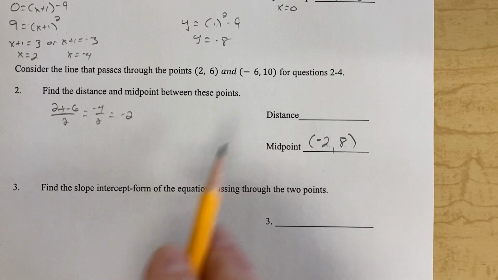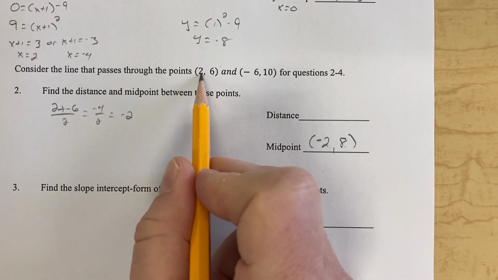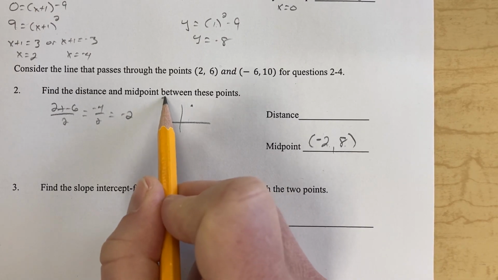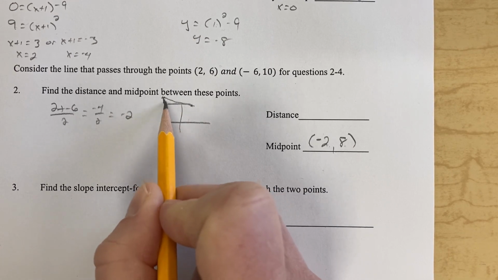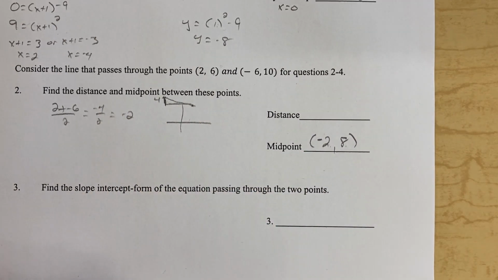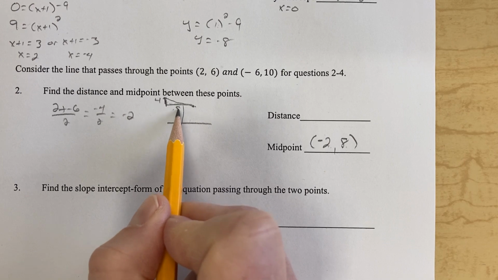Okay. As far as the distance goes, we need to think of this in terms of like a right triangle. So if you think like 2, 6 is up here and negative 6, 10 is over here, I want to know what this distance is. I want to know what this distance is. So as far as the y goes, between 6 and 10, that's a distance of 4, 10 minus 6. And from 2 to negative 6, that's a distance of 8.